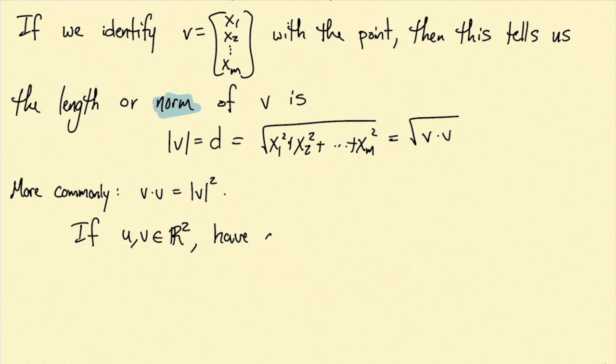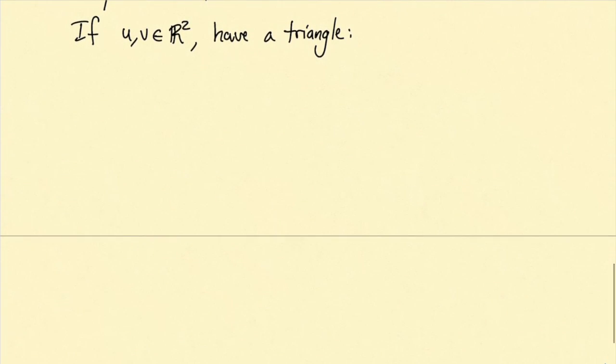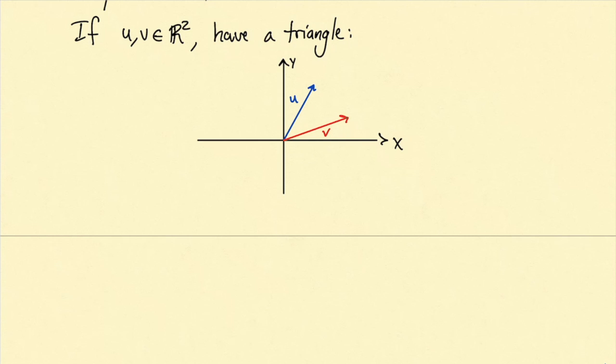So if we have a pair of two-dimensional vectors, u and v, we can look at their difference, u minus v. This forms our nice triangle. Since we're in the plane, we can think about the angle between these two vectors, which we'll call theta. As usual, our angle is always measured counterclockwise.